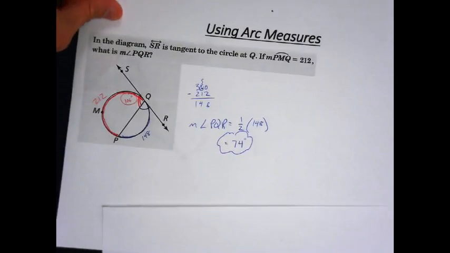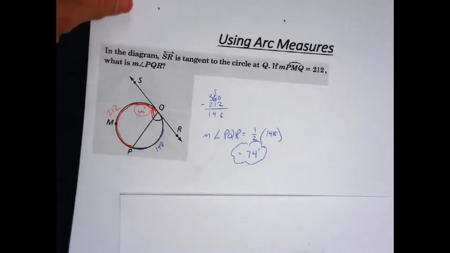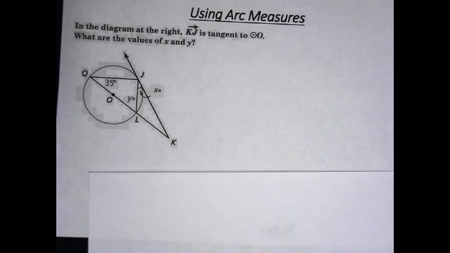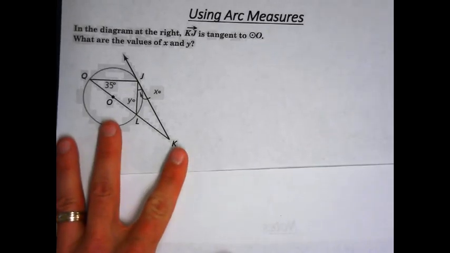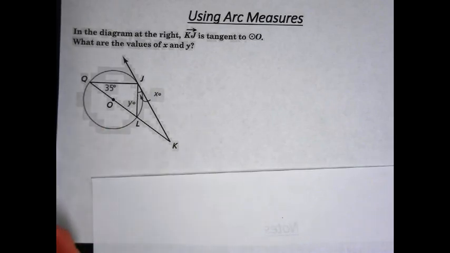Let's do one more example of this particular note at play, and we'll call it a day, because this one's a little bit fun. Here's our diagram. We see that ray KJ is tangent to the circle at O.